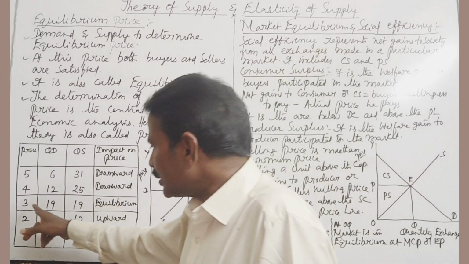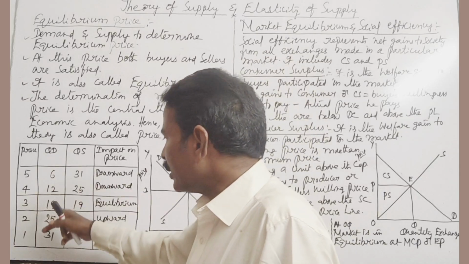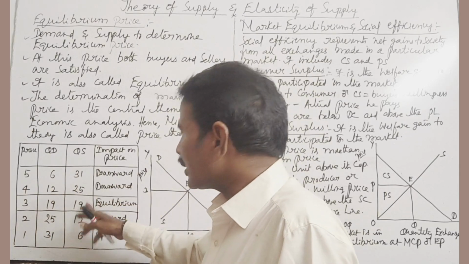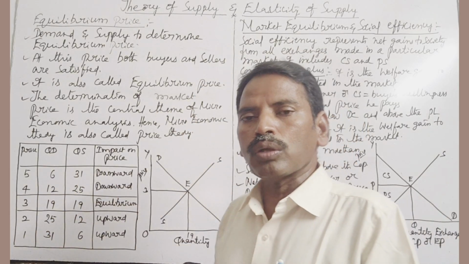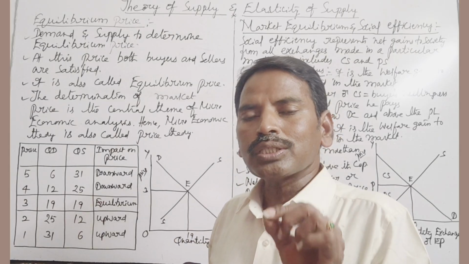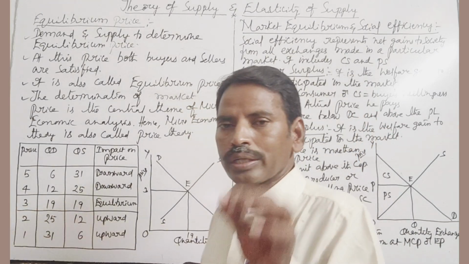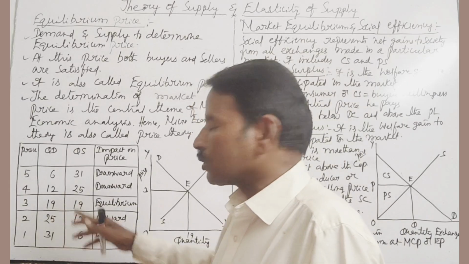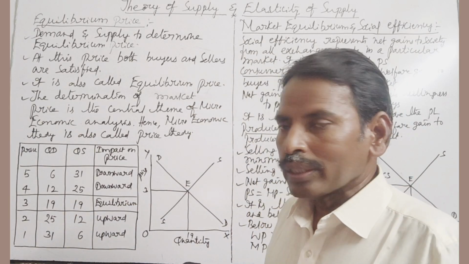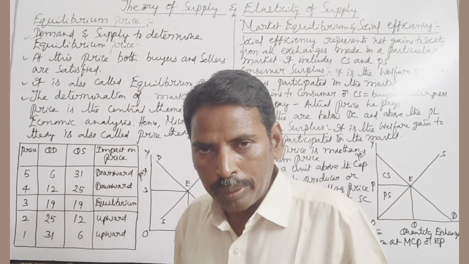So if the price is 3, quantity demanded is 19 and quantity supplied is 19. Quantity demanded is equal to quantity supplied. This is called equilibrium price. Rupees 3 is called the equilibrium price, and 19 is called the equilibrium quantity. The market is in equilibrium.